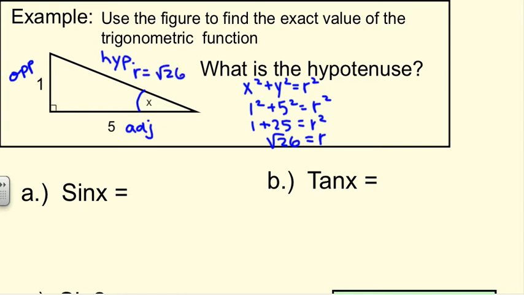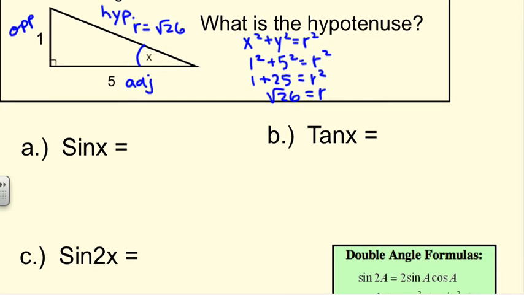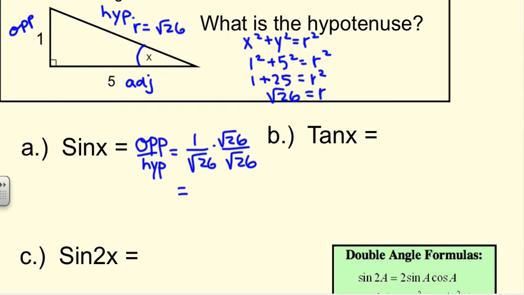Now let's go ahead and find the sine of this triangle. Remember, in right triangle trig, the sine represents opposite over the hypotenuse. So opposite is 1, the hypotenuse is square root of 26. We can't leave the answer like that, so we have to rationalize it. So I'm going to multiply the numerator and the denominator by the square root of 26. Now we multiply across, we get the square root of 26 over 26.